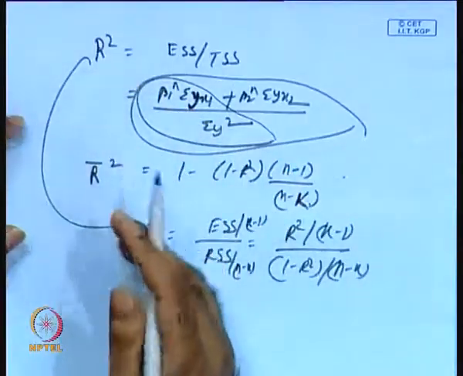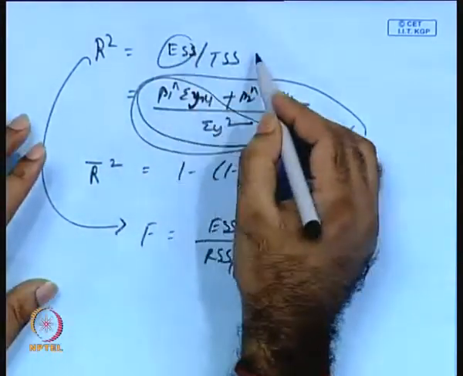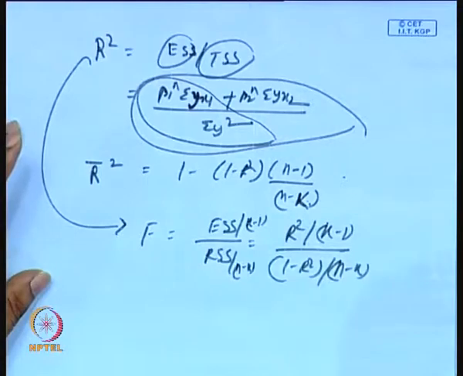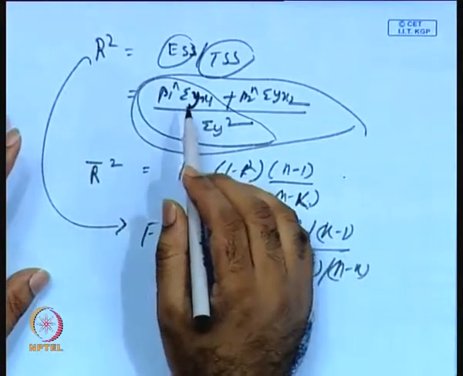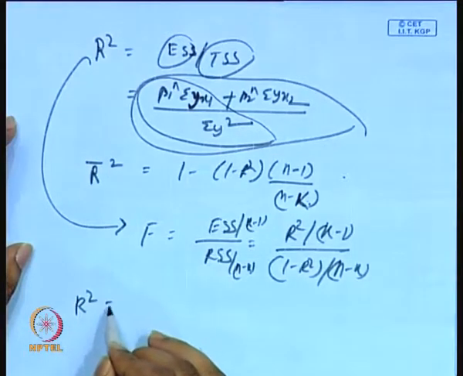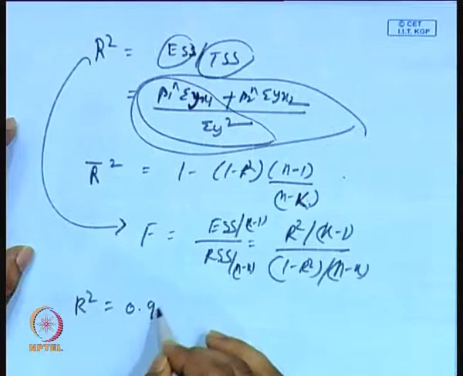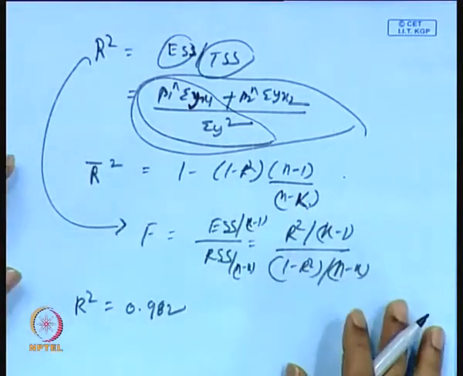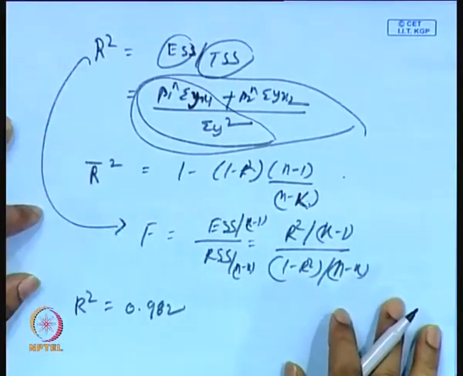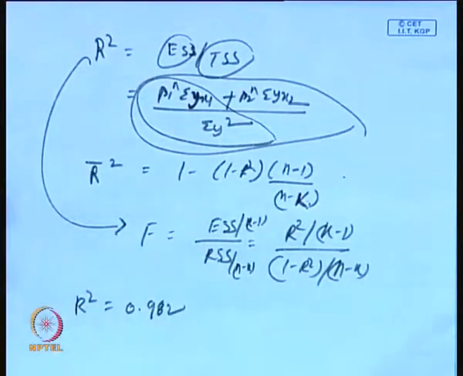By the way, when we process all this information, because we have already received the ESS value and the TSS value, we can now get the R square value. So, R square is equal to 0.982. In fact, I am omitting these steps and directly writing the results. If you use all this information in this particular formula, then ultimately you will get R square equal to 0.982.